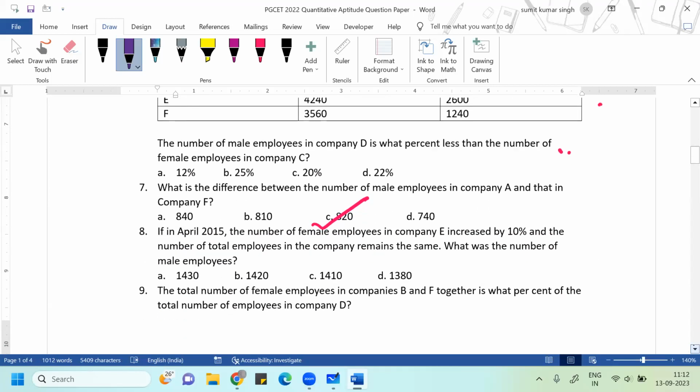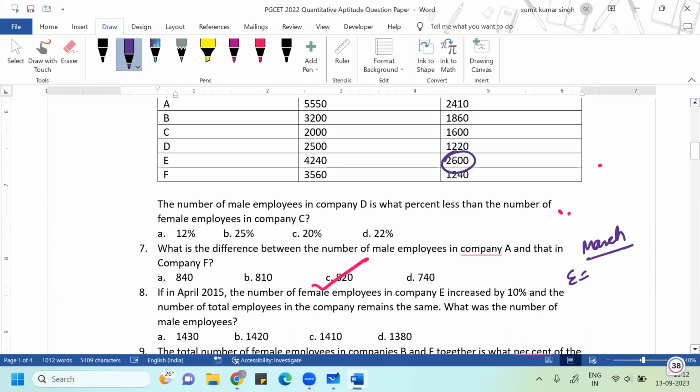So April 2015, the number of female employees in company E. How much is the female employee count in company E in March? In March 2015, the female employee in company E is 2600. This increased by 10%. 10% means what is 10% of this? 260. I hope you all know this. You don't need any rocket science to understand this part. And the number of total employees remains the same, 4240 only, guys. But the female employees become 2600 plus 260. Total female employees become 2860. Total employees is 4240 only.